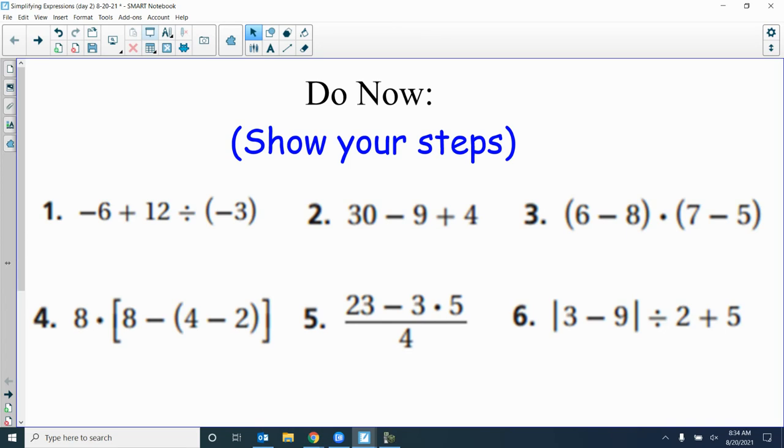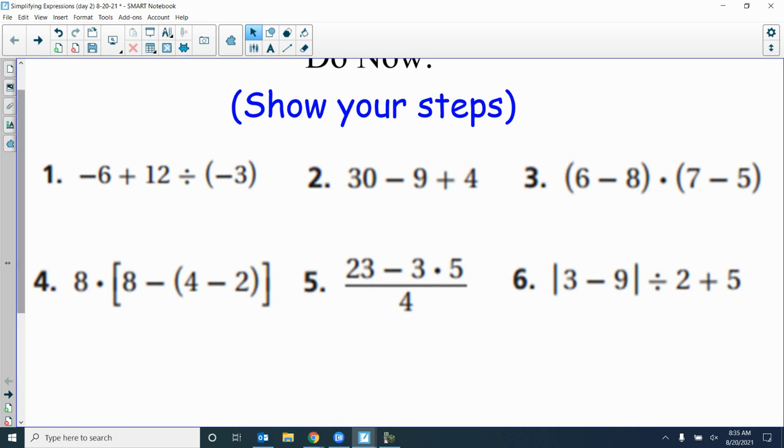You can't just type it in your calculator and give me an answer. So you get as far as you can. Some of you may get done with all 6. Some of you may get done with 3 or 4 before we go over it. Write the original problem down. Do it on the back. Show your steps how you're doing that.